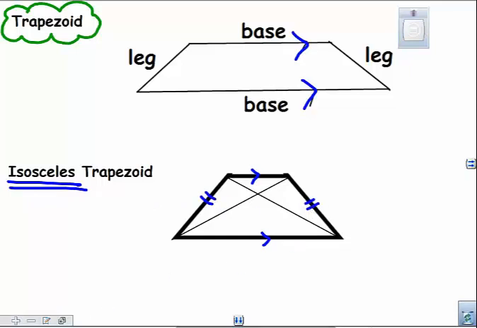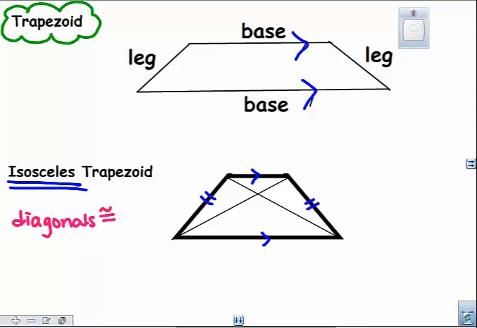Okay, in an isosceles trapezoid, if you draw the diagonals across your trapezoid, they are congruent. Okay, so the diagonals are congruent. That's only in an isosceles trapezoid.